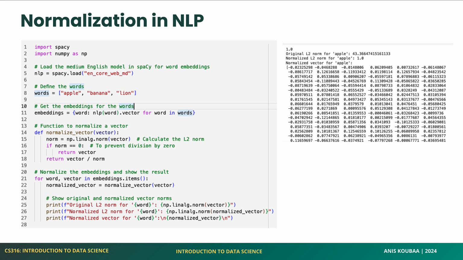And look now. This is the original L2 norm, which is 43. This is the normalized L2 norm for apple, the norm of the normalized vector. As I told you, the normalized vector has a norm equal to 1. So here we calculate the embedding, then the normalized vector, divided by the norm. The norm of the vector is 43, and the norm of the normalized vector is 1.0. This is the normalized vector itself. Its values are between 0 and 1, and not only that, its norm is equal to 1.